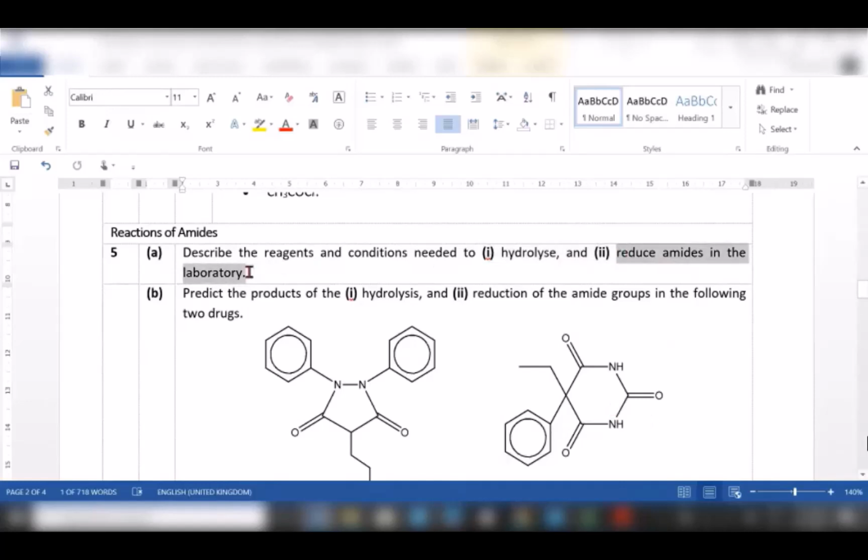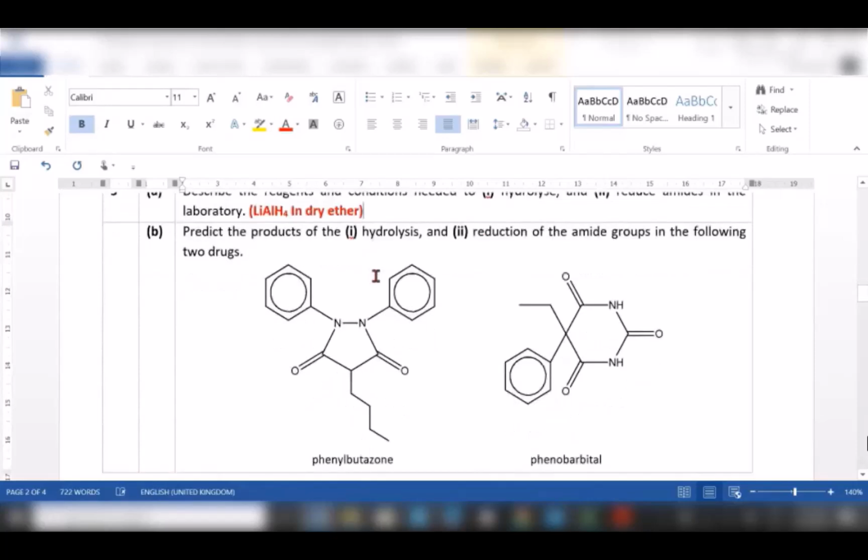Reduction of amide is in your current syllabus, 9729. They actually use a reagent that you're familiar with, lithium aluminum hydride in dry ether. Okay, this is the answer. Please don't heat. Heating doesn't work. So, lithium aluminum hydride in dry ether.